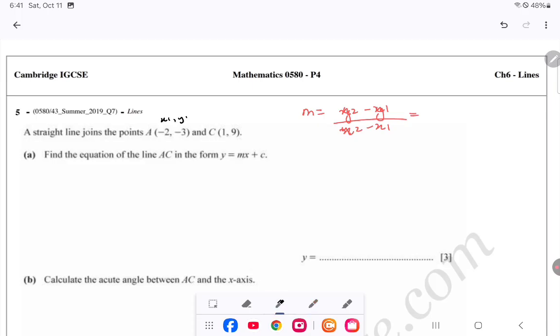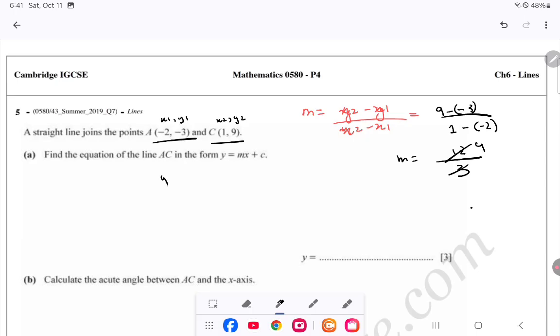Taking (x1, y1) and (x2, y2), y2 is 9, minus y1 which is -3, over x2 which is 1, minus x1 which is -2. So 9 plus 3 is 12 and 1 plus 2 is 3. 12 over 3 is 4. This is our slope. And for the c value, we can substitute any point into the equation y = mx + c.